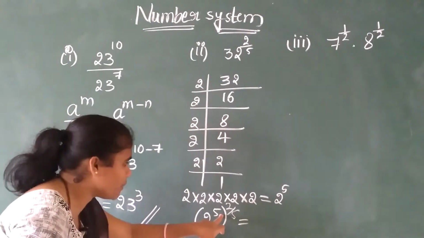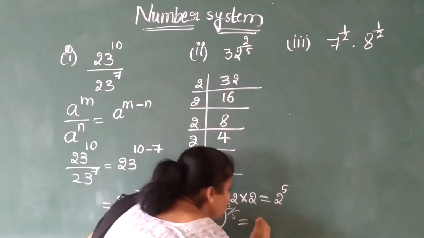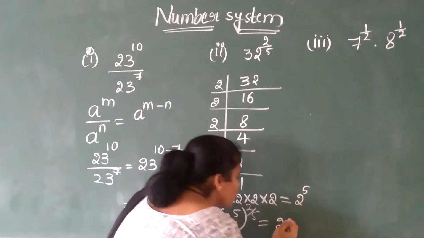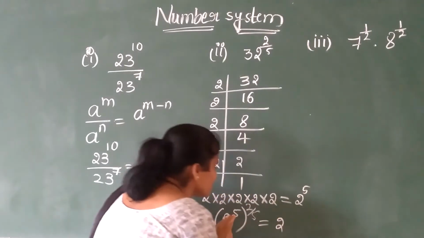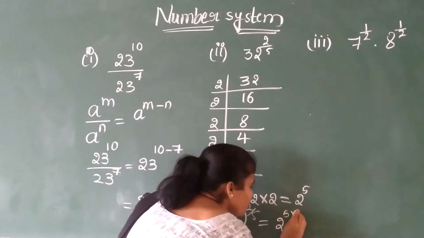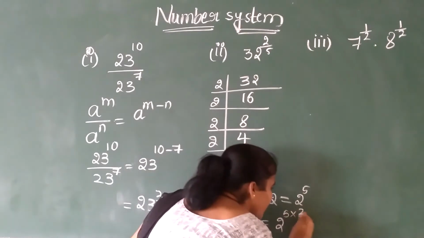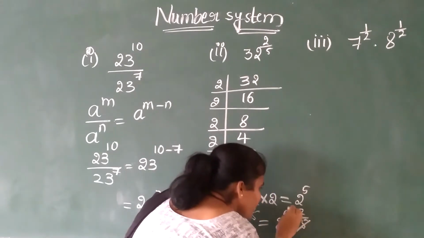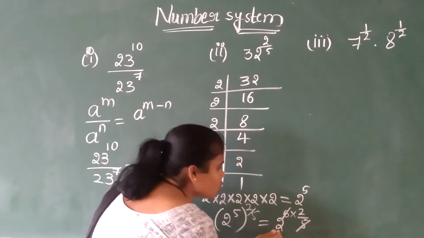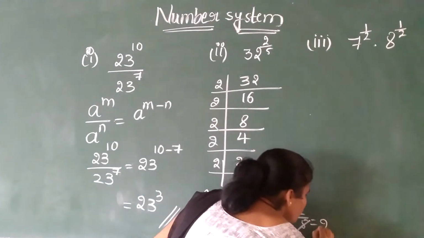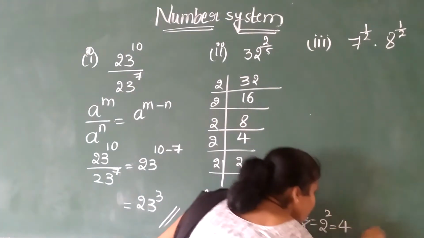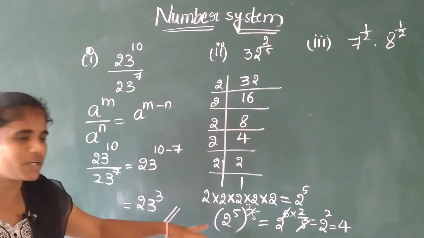(a to the power m) whole to the power n is equal to a to the power m into n, that is 5 into 2 by 5. Here the 5s get cancelled, you will get 2 to the power 2. 2 to the power 2 is nothing but 4. I hope you understood that.